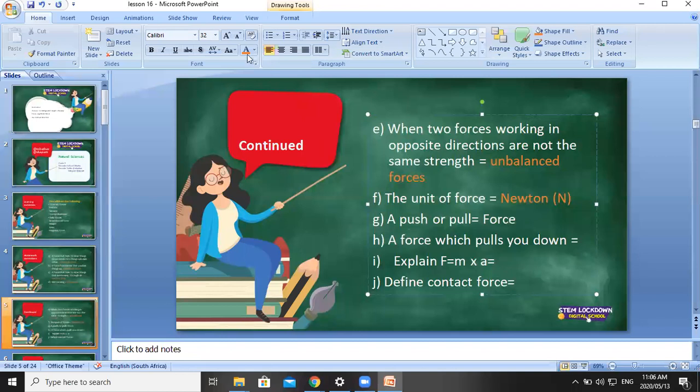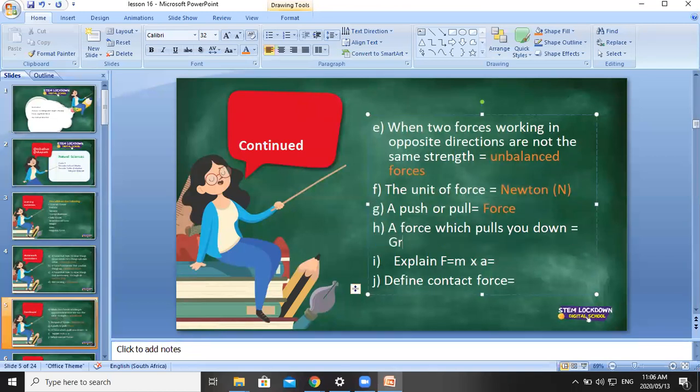A force which pulls you down, what is it? A force that pulls you down is known as a gravitational force. Yes, it is gravity. Gravitational force. Thank you very much, grade 9. You can also call it a force of gravity. Let me put a stroke there, force of gravity, because I also enjoy calling it that. Force of gravity is the one that makes us not fly.